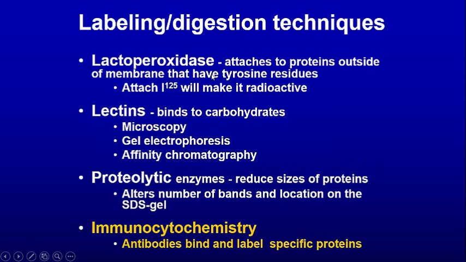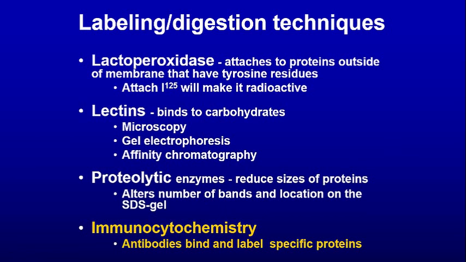Now, lactoperoxidase will attach to proteins that have a tyrosine residue, and most proteins do. Then binding to the lactoperoxidase would be I-125 radioactivity. So now you can make a protein radioactive by binding it to lactoperoxidase if you have a tyrosine, and then that would bind I-125. Lectins are things that bind to carbohydrates, and they are different proteins from plants that bind different types of carbohydrates. You can use that with microscopy, on a gel, or with the affinity chromatography that we're going to talk about a little later on. And then there are also proteolytic enzymes. If you treat a protein with enzymes, it's going to chop it up and make it smaller, and then when you run it on the gel, it'll be missing from where it should be on the gel.